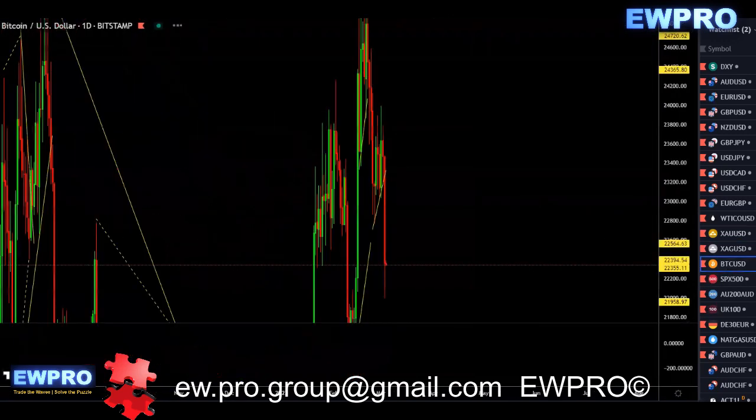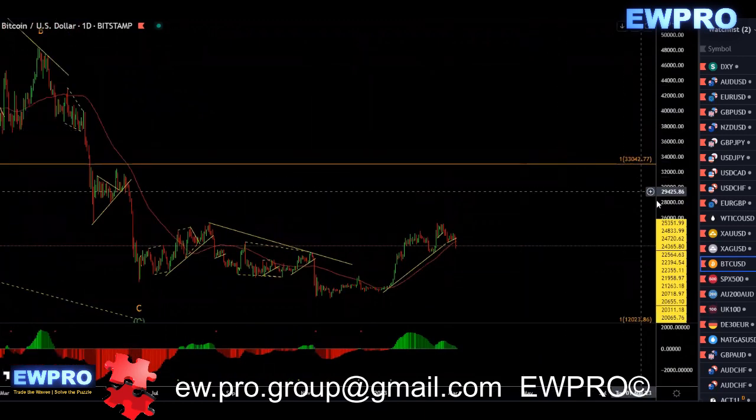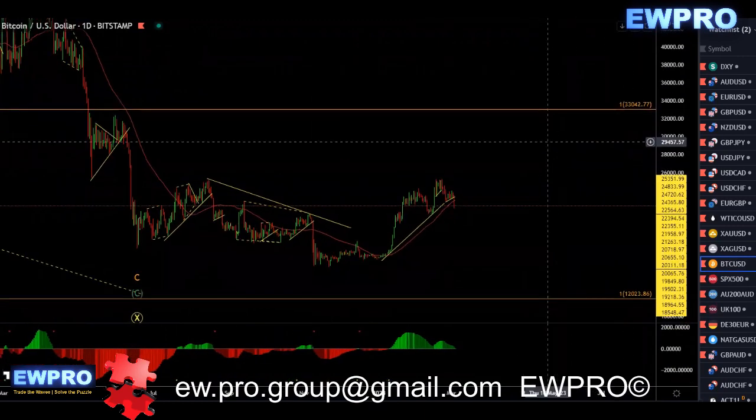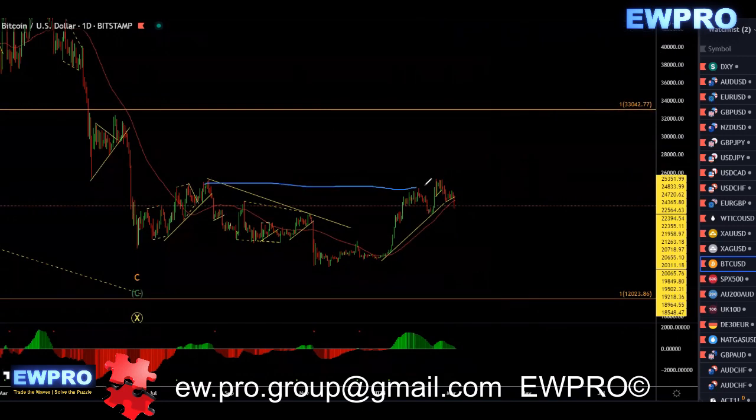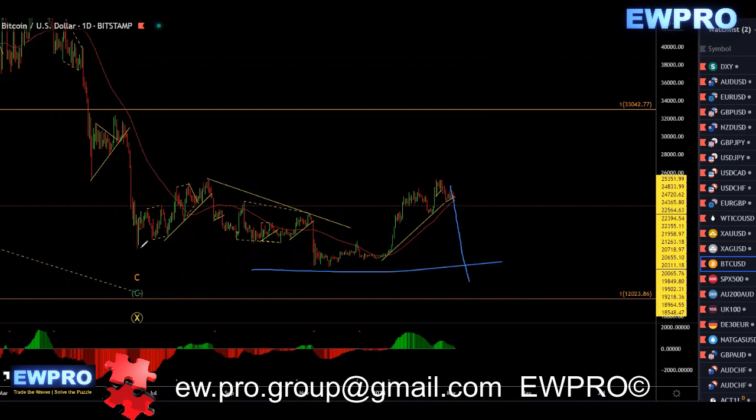Bitcoin on the daily. Like I mentioned this last week, this can be an A, B, C for a flat. So we got a sell setup in here. If you're on that, you can look to go and break the low, or at least break that low there.